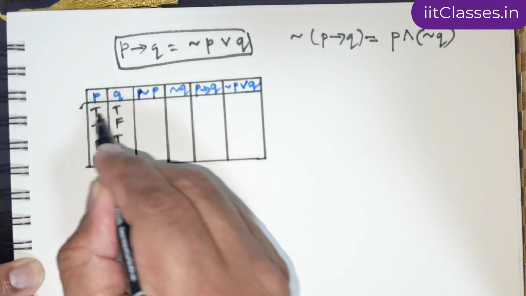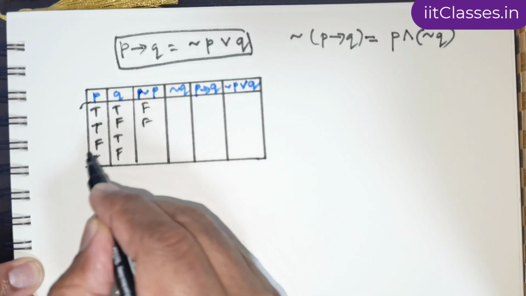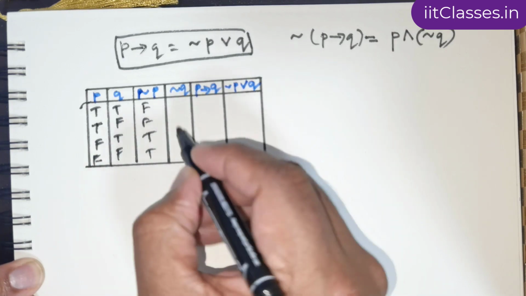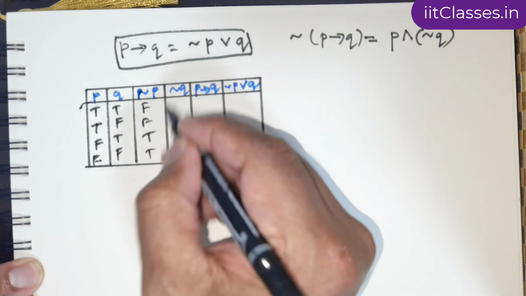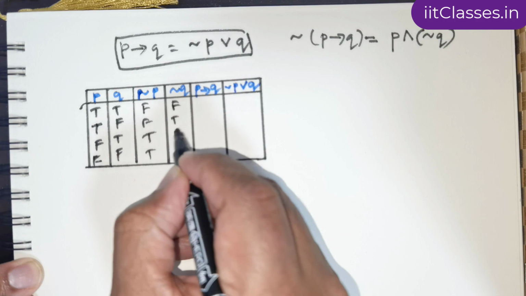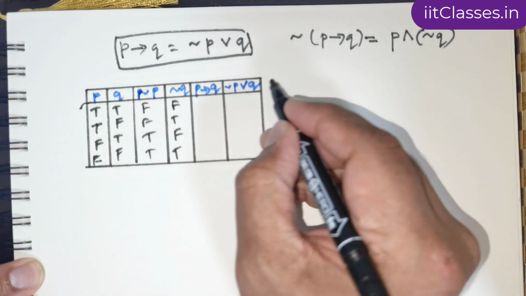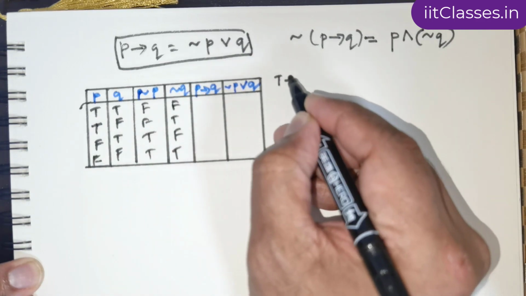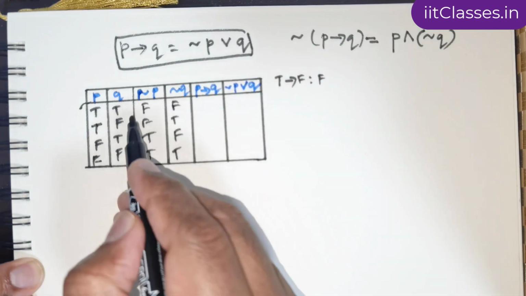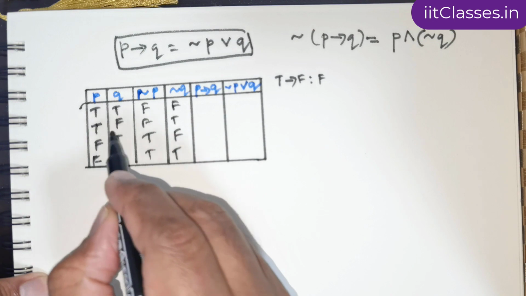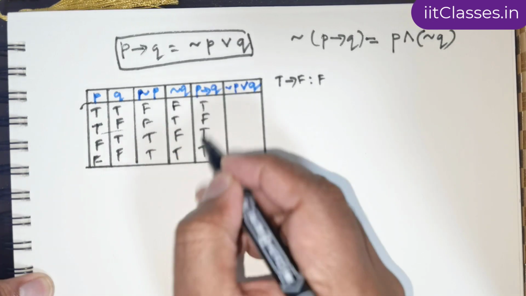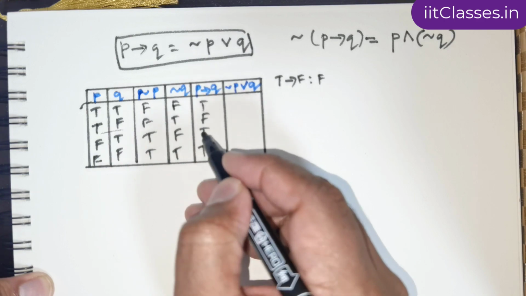Negation of P, this is going to be F, F, T, T. I just want to complete the negation of Q. That's F, T, F, T. Now remember, P conditional Q, whenever you have T going to F, the outcome is going to be F. So look for T going to F. T going to F is over here, outcome is going to be F. The rest are going to be T, T, T.